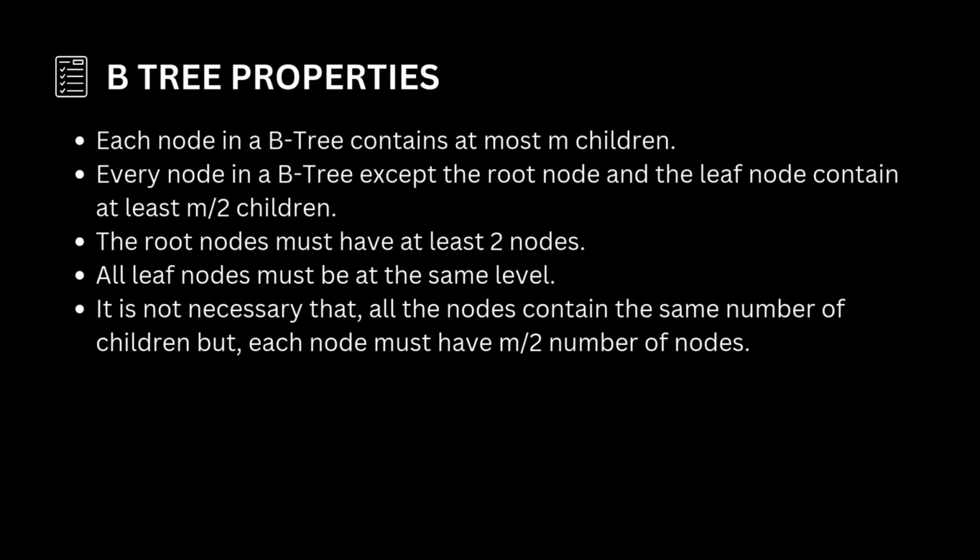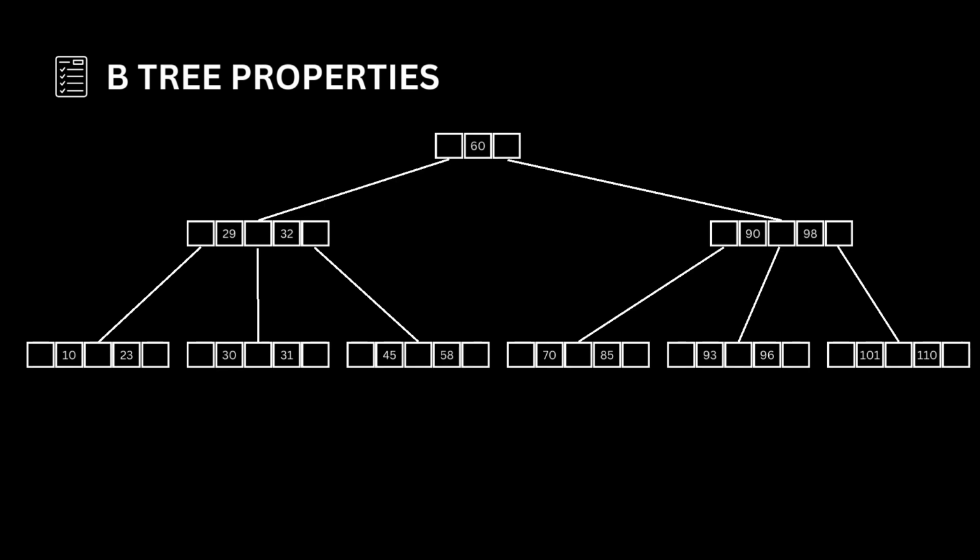It is not necessary that all the nodes contain the same number of children, but each node must have at least m/2 children. A B tree of order 4 is shown here. While performing some operations on a B tree, any property of the B tree may be violated, such as the minimum number of children a node can have. To maintain the properties of the B tree, the tree may split or join.